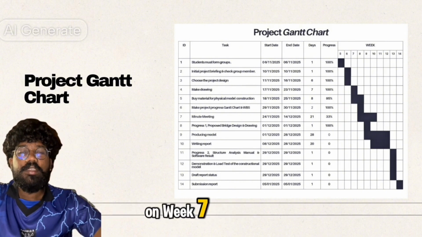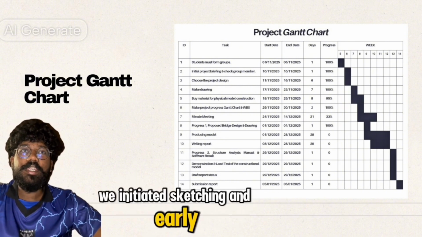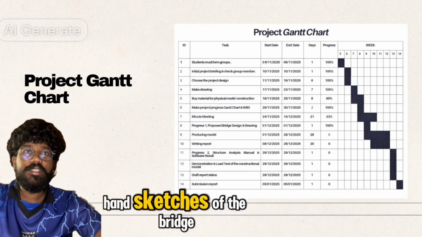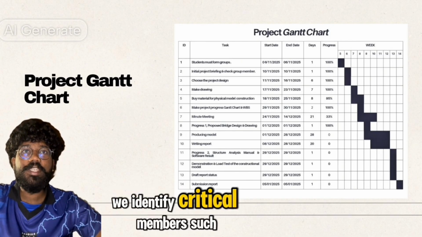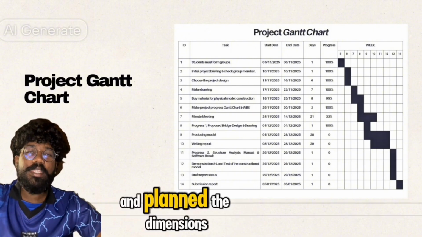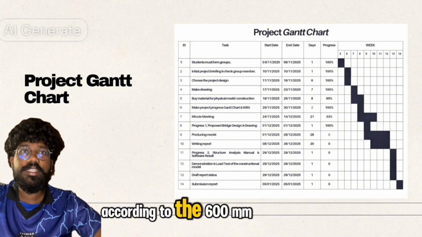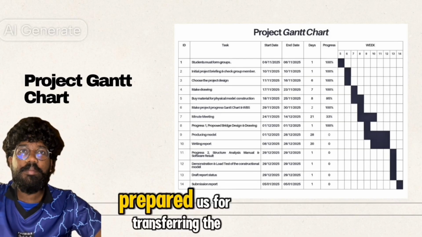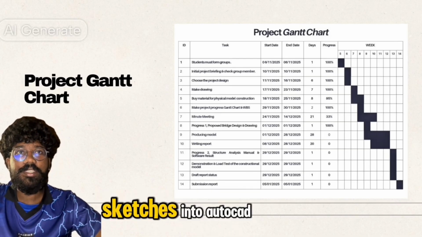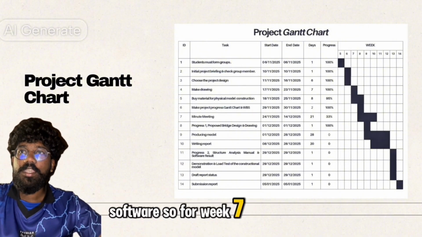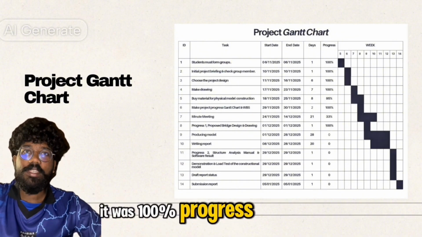On week 7, we initiated sketching and early design planning, where we focused on producing early hand sketches of the bridge. We identified critical members such as verticals, diagonals and chords and planned the dimensions according to the 600 mm model scale. This helped prepare us for transferring the sketches into AutoCAD software. So for week 7, it was 100% progress.